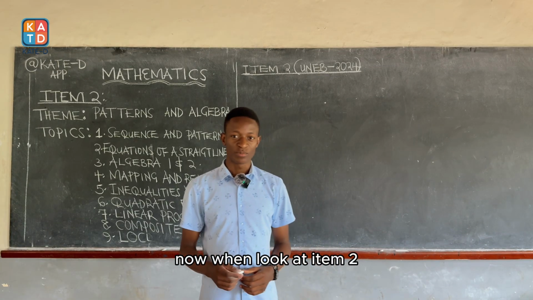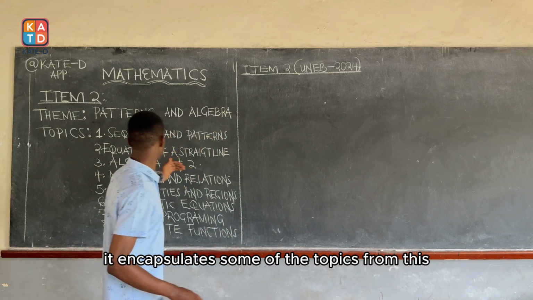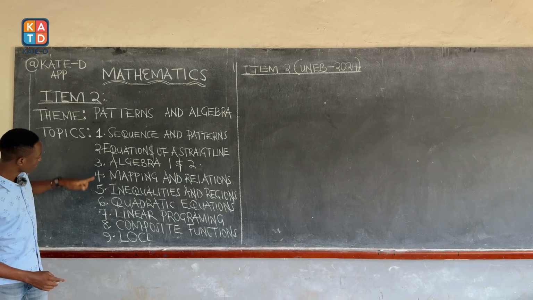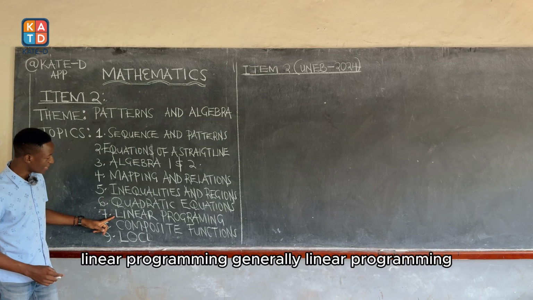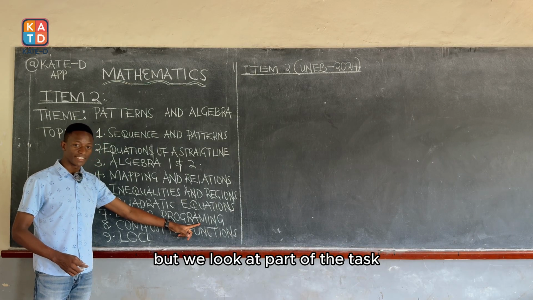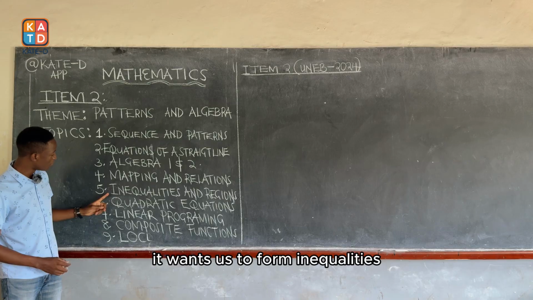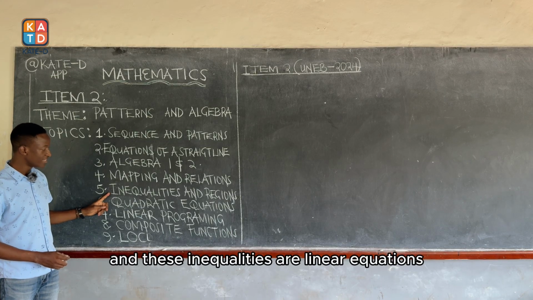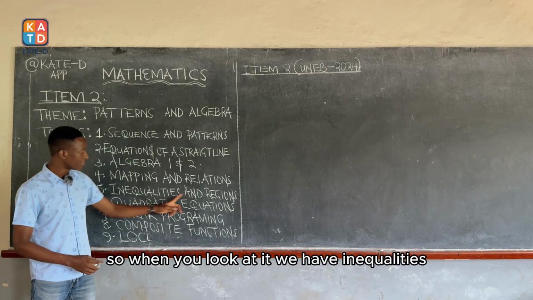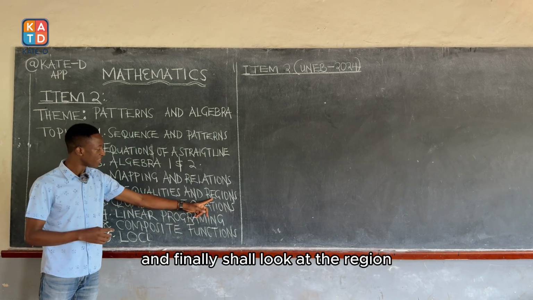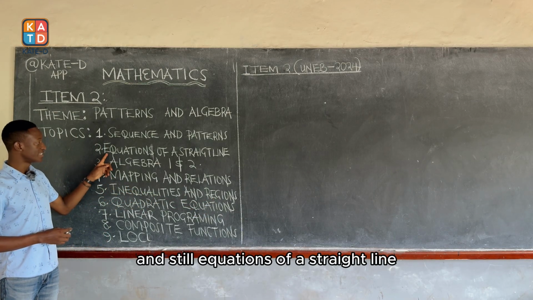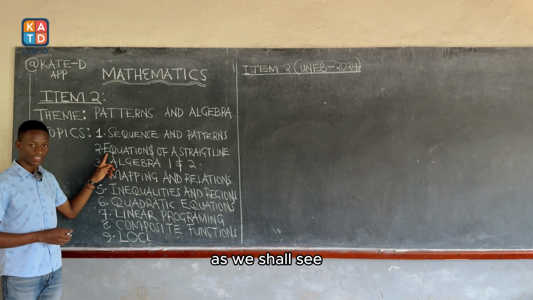Now, when you look at item 2, it encapsulates some of the topics from this. It has linear programming, generally. But when you look at part A of the task, it wants us to form inequalities. And these inequalities are linear equations. So we have inequalities, and finally we shall look at the region. Then it consists of some algebra and still equations of a straight line, as we shall see.